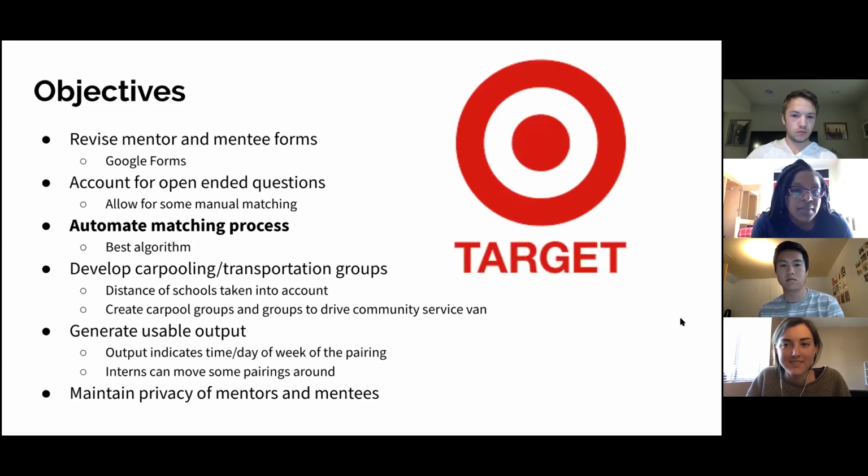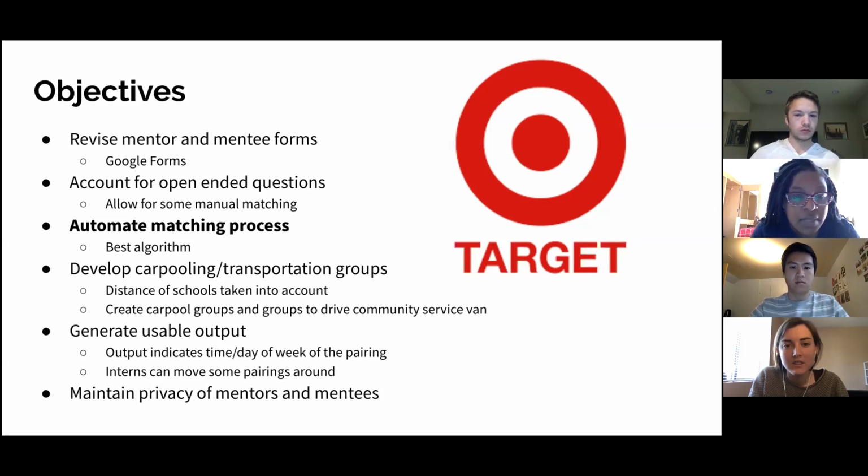So our objectives for this project were 1, to revise mentor and mentee forms. 2nd, to account for open-ended questions so they can allow for some manual matching. So for example, if a mentee has some special considerations that we didn't take into account when we were doing the matching process, the interns can be able to do that matching. And then automate the matching process, which was a big part of the project because the interns are spending a lot of time doing this matching process by hand. And this saves them a lot of time so they can focus on other parts of the program.